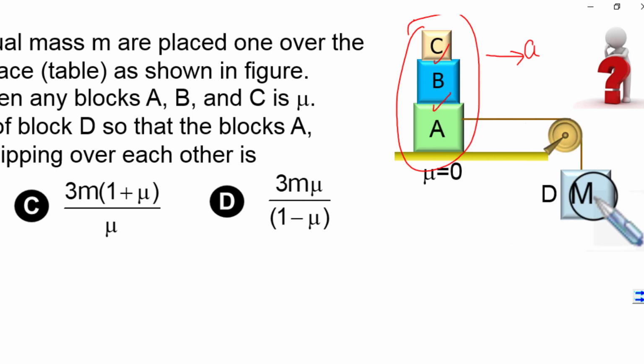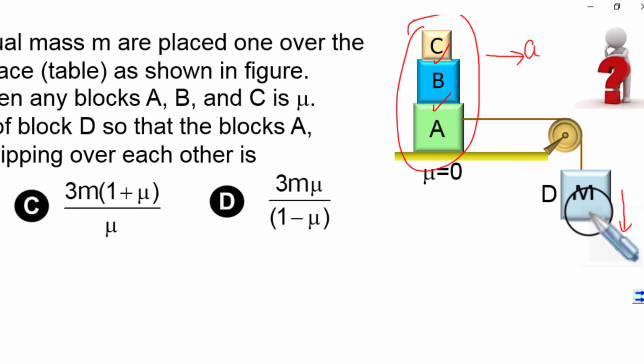Block A and D are connected together with a light string. It means the magnitude of acceleration of block A and block D should be the same. So block D should move in the downward direction with the same acceleration small a. Now let us consider the free body diagrams.